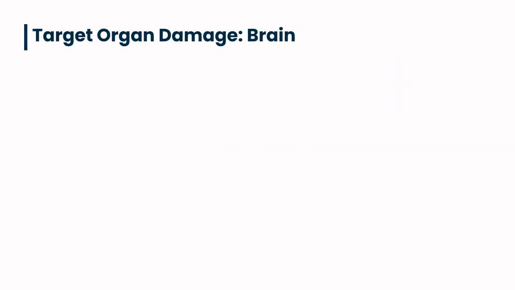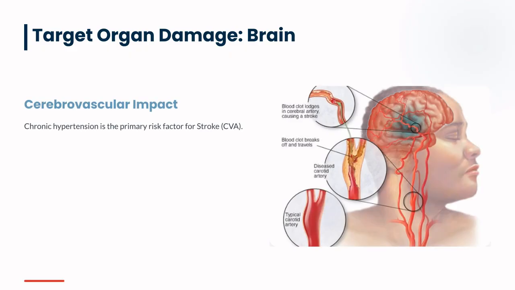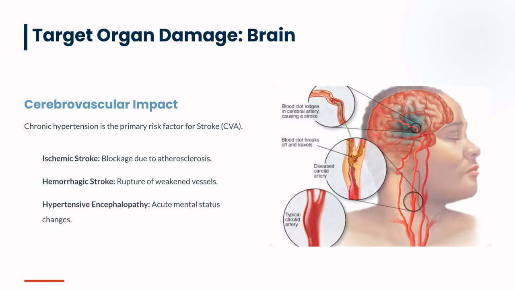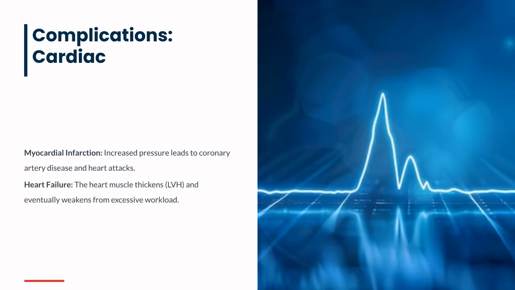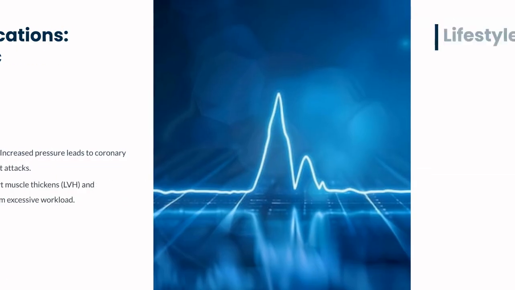Chronic hypertension's cerebrovascular impact makes it the primary risk factor for stroke. Types include ischemic stroke from atherosclerosis blockage, hemorrhagic stroke from ruptured vessels, and hypertensive encephalopathy causing acute mental status changes. Cardiac complications of hypertension include myocardial infarction due to increased pressure leading to coronary artery disease. Heart failure is also common, as the heart muscle thickens and weakens from excessive workload.